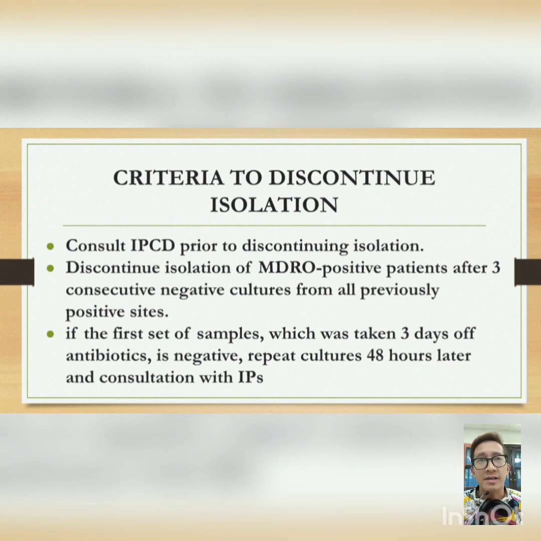So what are the criteria in order for us to discontinue patient isolation? First, you need to consult IPCD prior to discontinuing isolation. So the infection control practitioner's recommendation is a must. Discontinue isolation of MDRO positive patients after 3 consecutive negative cultures from all previously positive sites. If the first set of samples, which was taken 3 days after antibiotics, is negative, repeat cultures 48 hours later and consult with your infection control practitioners.